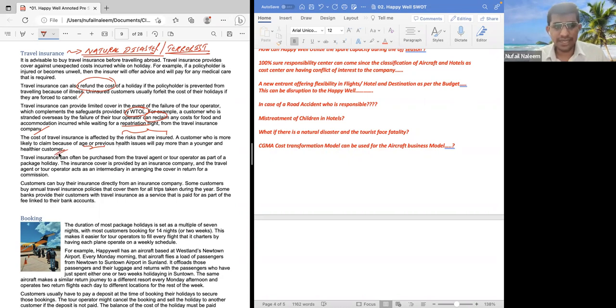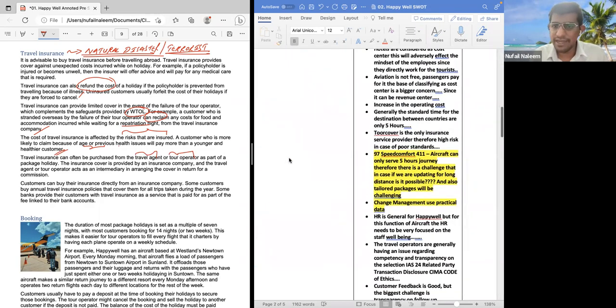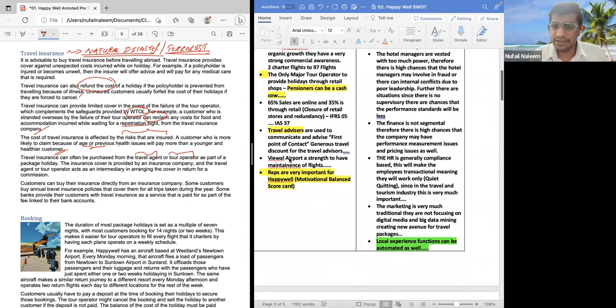So students, understand it very well. This is an important point of view. Travel insurance can often be purchased from a travel agent or a tour operator. Students, can you remember our insurance company? If I'm not mistaken, we had an insurance company, a travel insurance company.